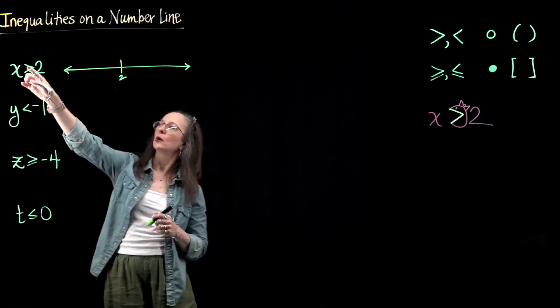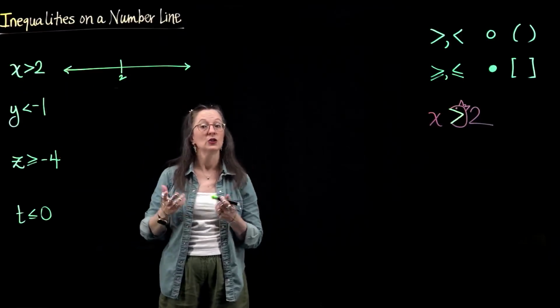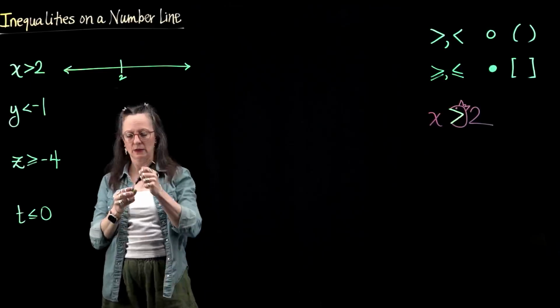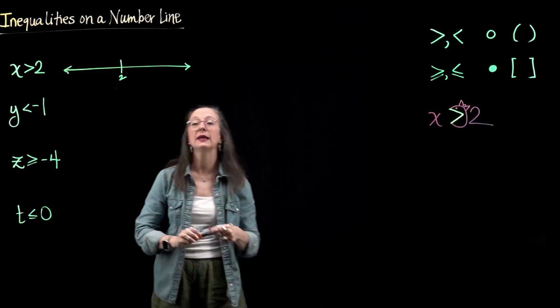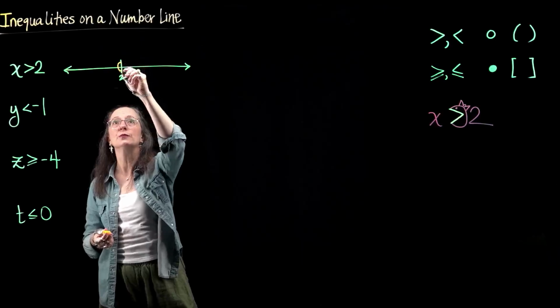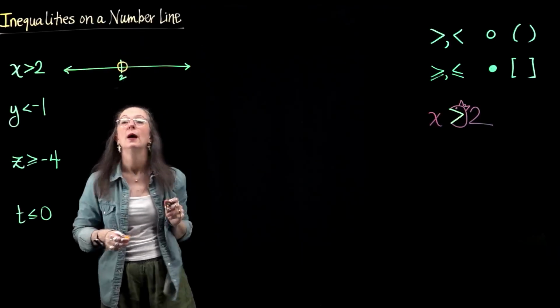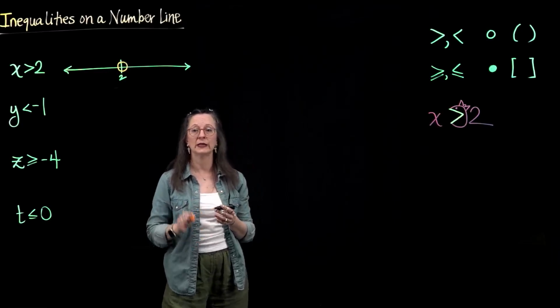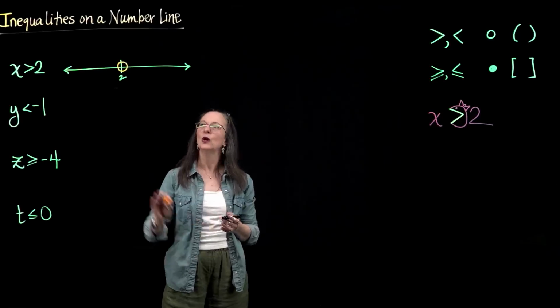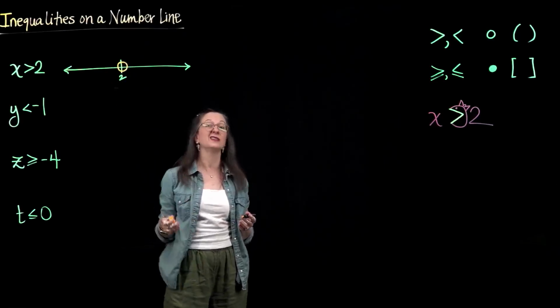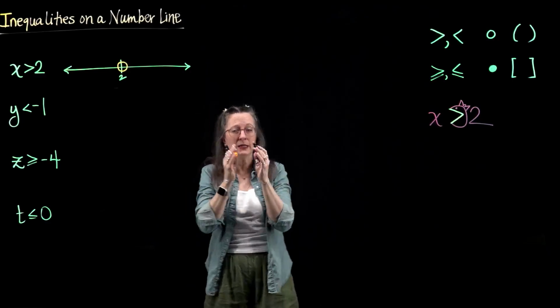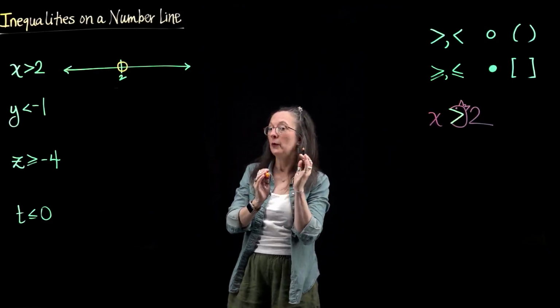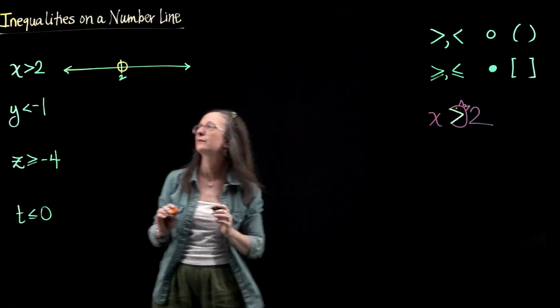All right, I want x greater than 2. So at 2, we're going to place, oh, let me get a different color. We're going to place an open circle. All right, because that means that the value of x can get very close to 2, but it can never be equal to 2. So you can sort of think about that open circle as like a force field protecting the value of 2, but we can get real close to it.